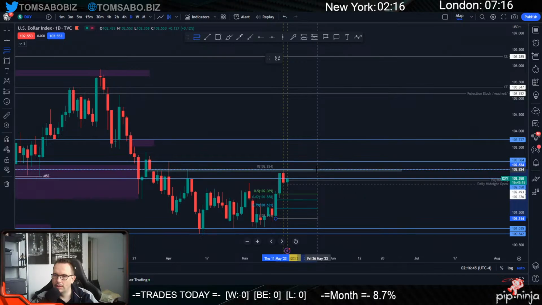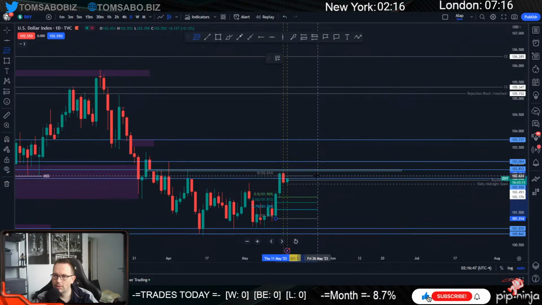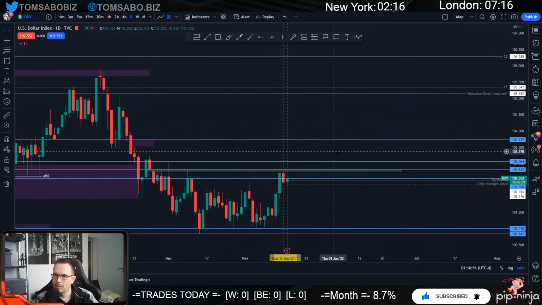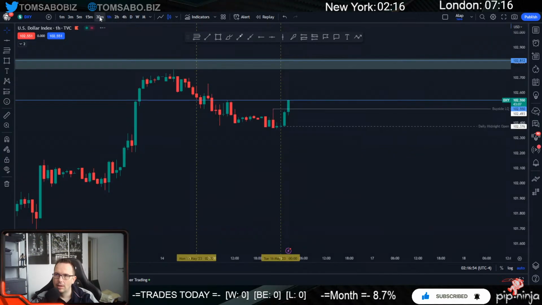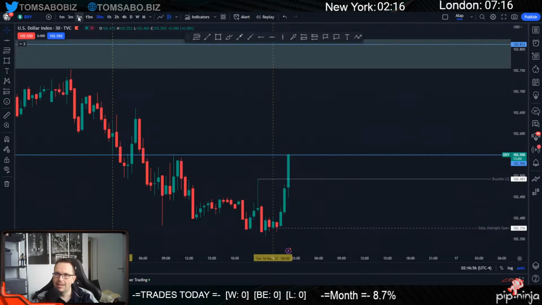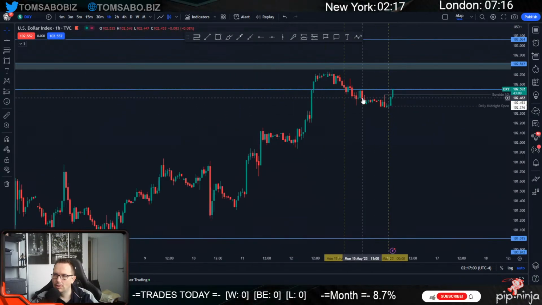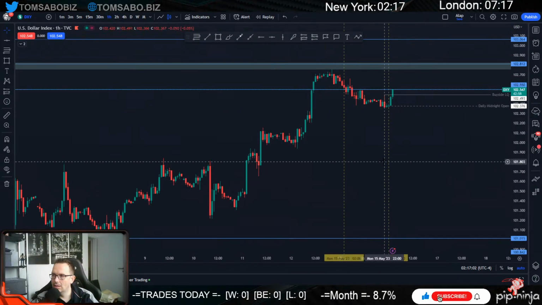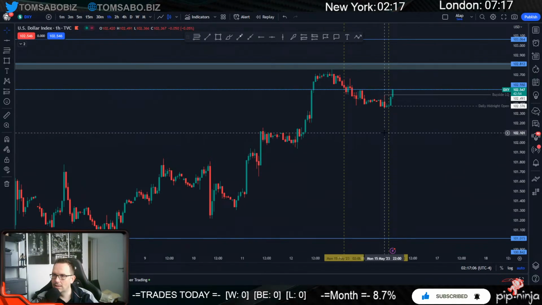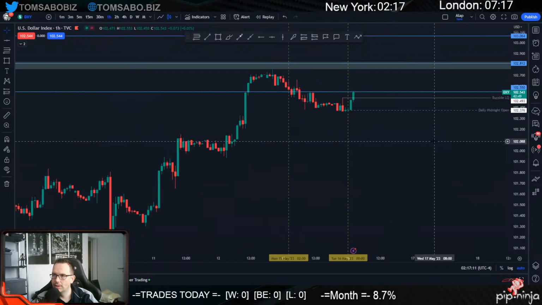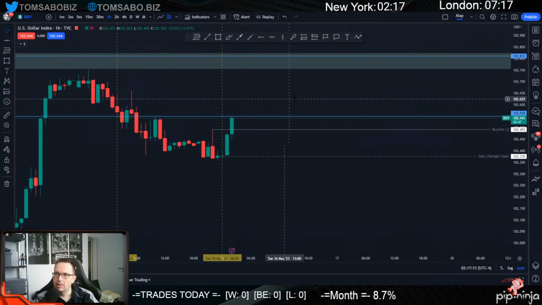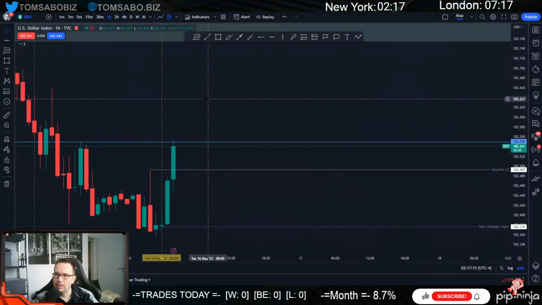Kind of a round number, 102-ish levels. We'll see. So we might have a chance for the dollar index to go down to the 102.06 area and reprice this level. At least it took out buy side. For now it tapped in just a little bit.